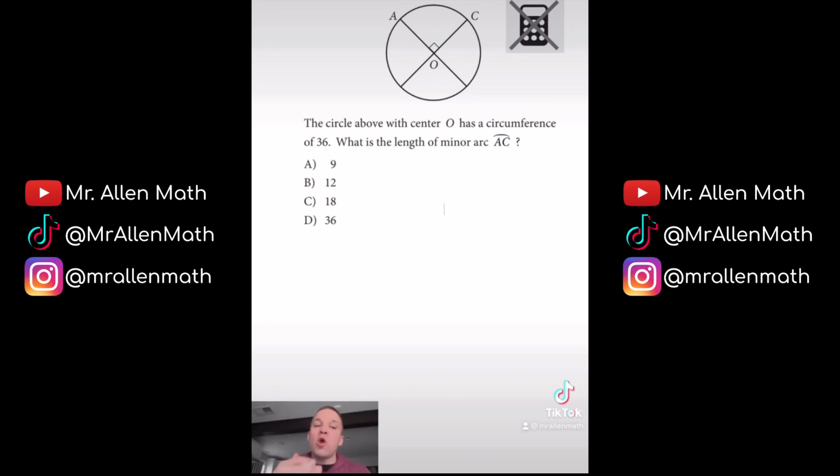The circle above with center O has a circumference of 36. What is the length of the minor arc AC? Circumference? Am I going to need that 2 pi r action? No, you actually don't need that for this one. I want this length right here.